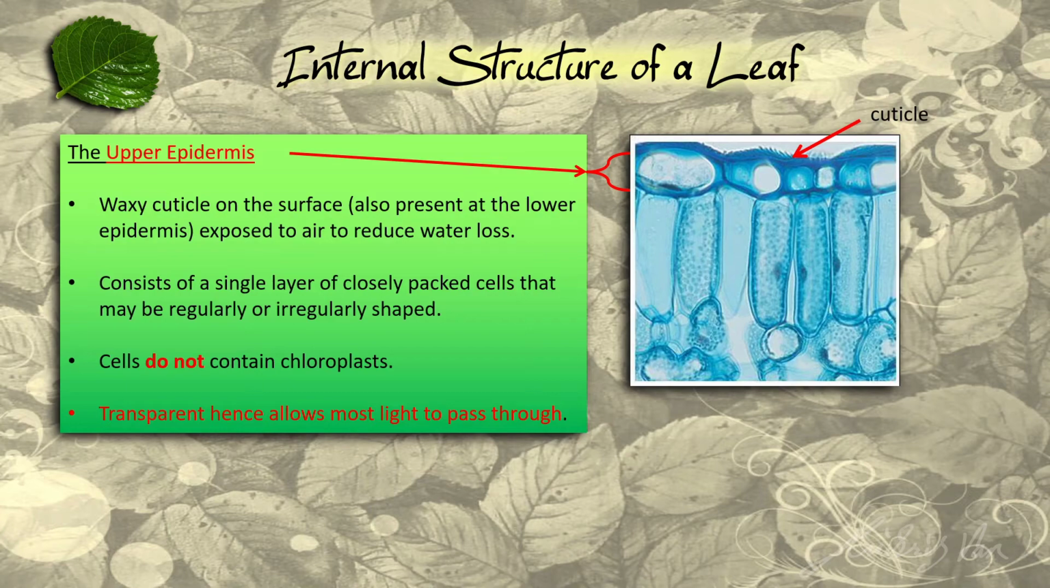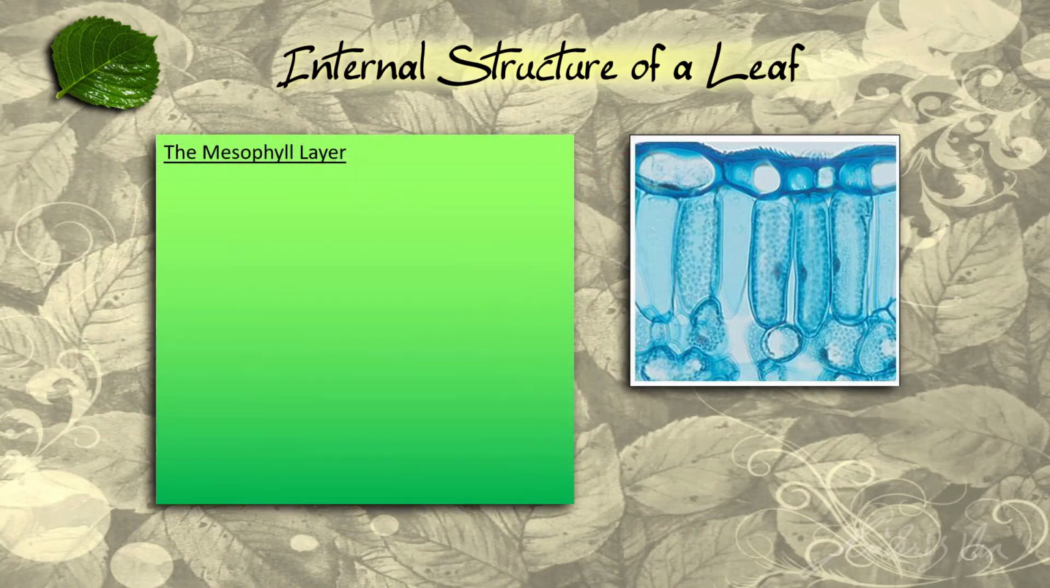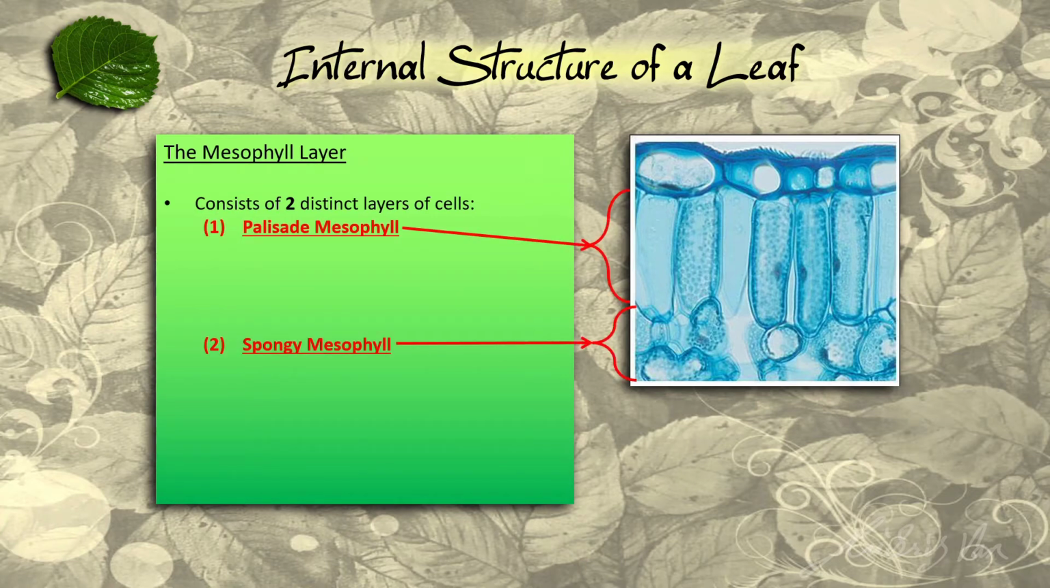They are mostly transparent, so they allow a lot of the light to pass through for the next layer of cells to do its job. The next layer of cells is the mesophyll cell. The mesophyll cell actually contains two layers, the palisade mesophyll cell as well as the spongy mesophyll cell. The palisade mesophyll cell is at the top, spongy mesophyll is at the bottom.